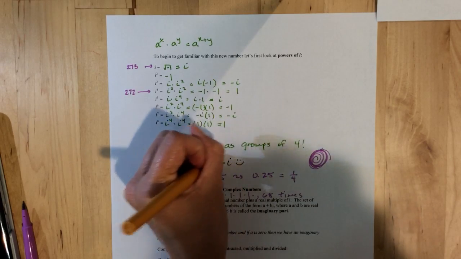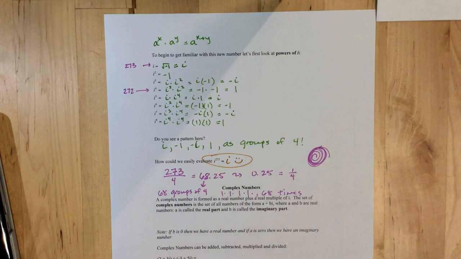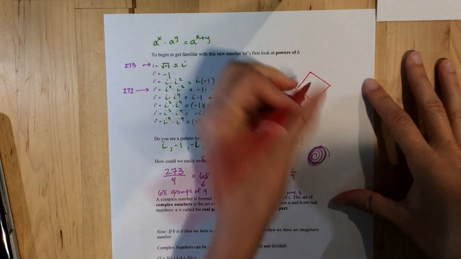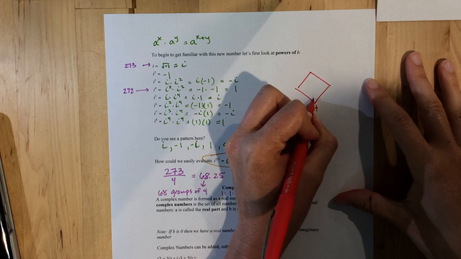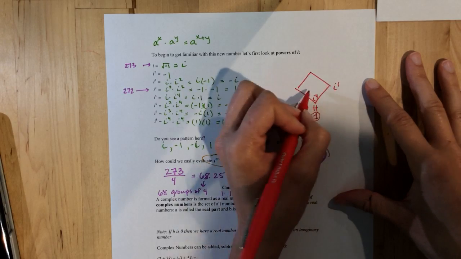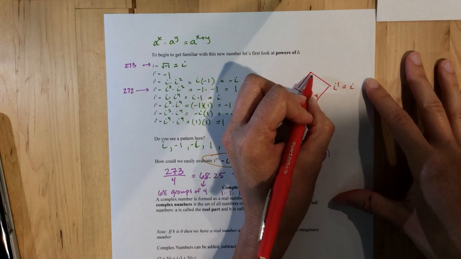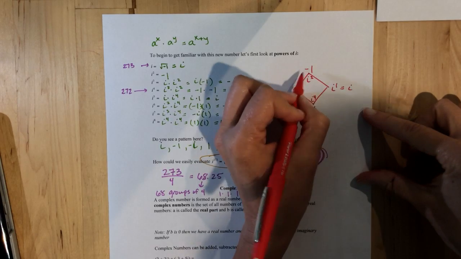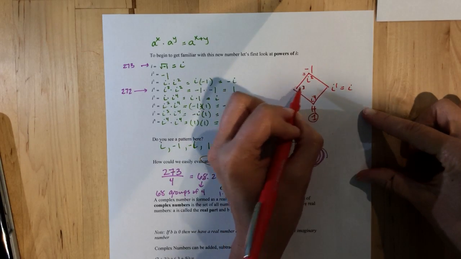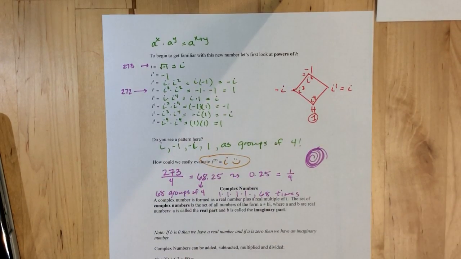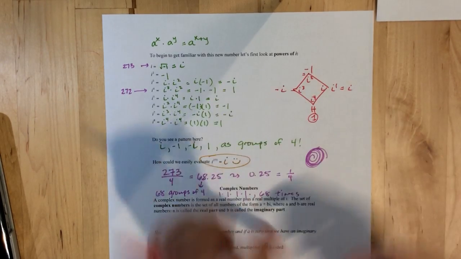Some students like to think of this as kind of like a baseball diamond. So think of your home plate as i to the fourth, right? This is your 1. First base is i to the first, which is i. Second base is i squared, because second base, i squared, get it. And that is -1. So i cubed, which would be third base, right? That is -i.